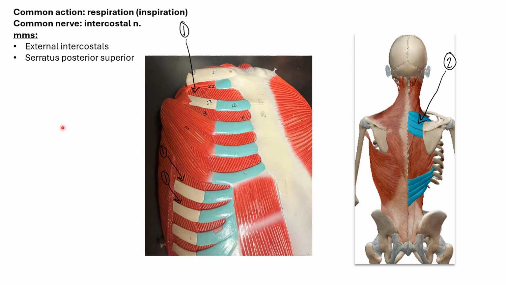So the diaphragm, as well as external intercostals and serratus posterior superior, all work to do inspiration, but these two muscles are innervated by the intercostal nerve, and like I said before, the diaphragm is innervated by the phrenic nerve. So same action, different innervation.